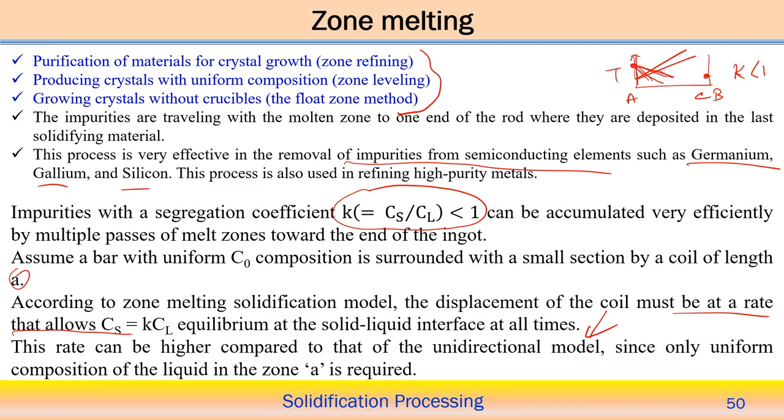Since only a uniform composition exists in the initial bar, a liquid zone of length A is required. So, the composition of the liquid zone of A is required, a uniform composition of A. In that case we can move a little faster, as compared to just purifying the metal using the zone melting operation. So, I mean to say that if you want to remove impurities from semiconducting elements, then we need to follow this carefully and try to reach equilibrium conditions.